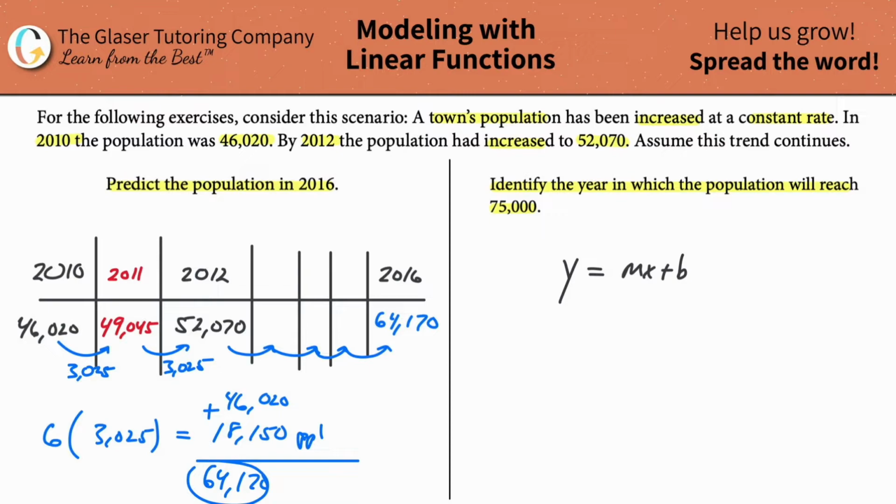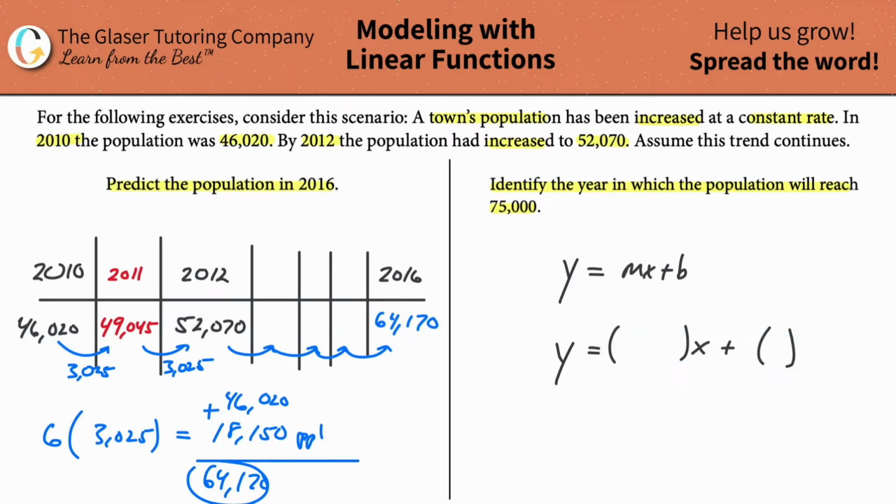Now, in order to create this linear equation, the important features that define a linear equation are the slope and the y-intercept. So I know I have to get a value for my slope and then a value for my y-intercept. Now the slope, didn't we already calculate that before? Didn't I mention that the slope is 3,025? So we already know what that is, right?